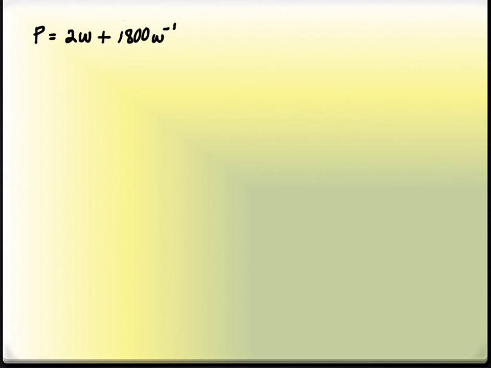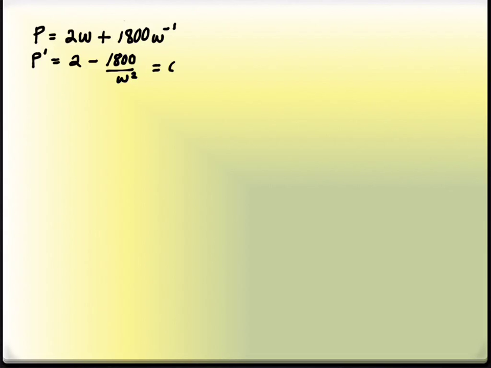Okay, and we need to find the derivative. So somebody help me out. What did you get for the derivative of this function? 2 minus 1800 over w squared. Okay. And Caleb went ahead and switched it back into a rational function with the w squared on bottom. Is everybody good with that? It's to the w to the negative 2, and then put back in the bottom.